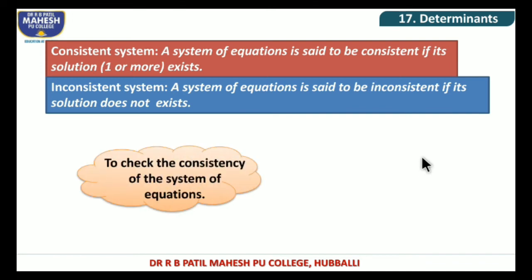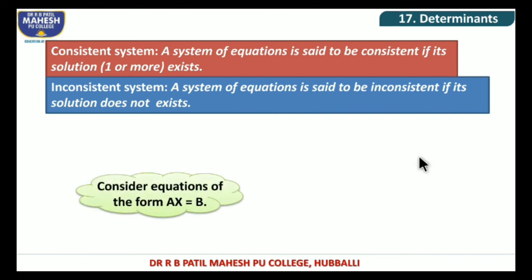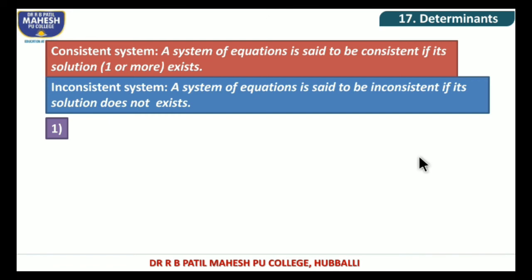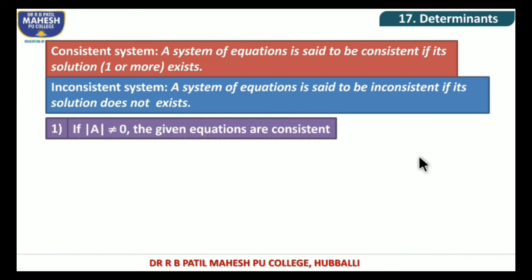So for this, we have some conditions. To check the consistency of the system of equations, we have to consider the equation of the form AX is equal to B. Here the first condition is if the determinant of A is not equal to 0, then the given equations are consistent. Determinant of A not equal to 0 means the matrix A is a non-singular matrix. Then the system is consistent.